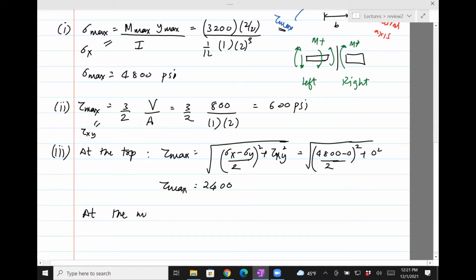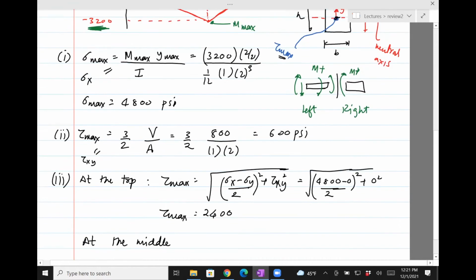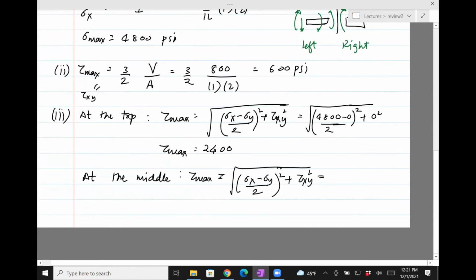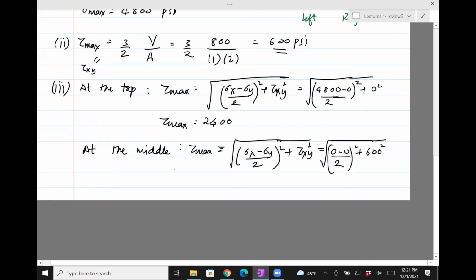At the middle, which is now this point, you can write the same formula: sigma x minus sigma y divided by 2, squared, plus tau xy squared. So now I put the normal stresses as 0 there because it's on the neutral axis. So only the shear stress, which we computed to be 600 psi. So the maximum shear stress is 600.